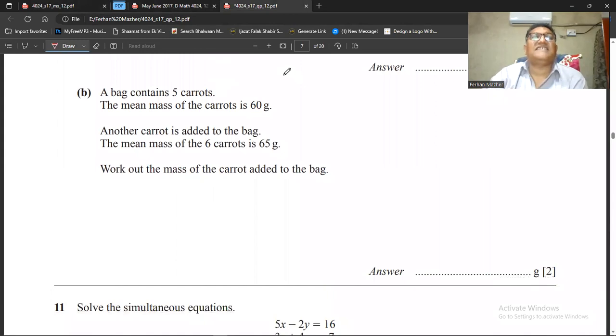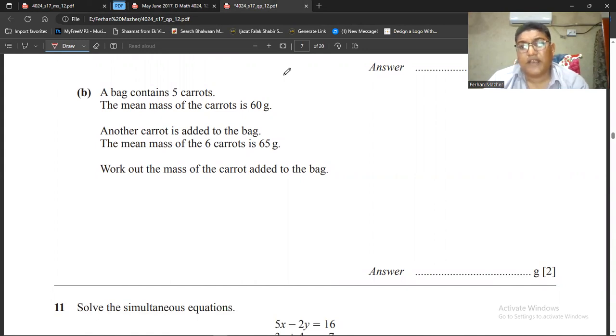Okay, so we are going to question number 10, part B. It says a bag contains 5 carrots. The mean mass of the carrots is 60 grams. Another carrot is added to the bag. The mean mass of the 6 carrots is 65 grams. Work out the mass of the carrot added to the bag.